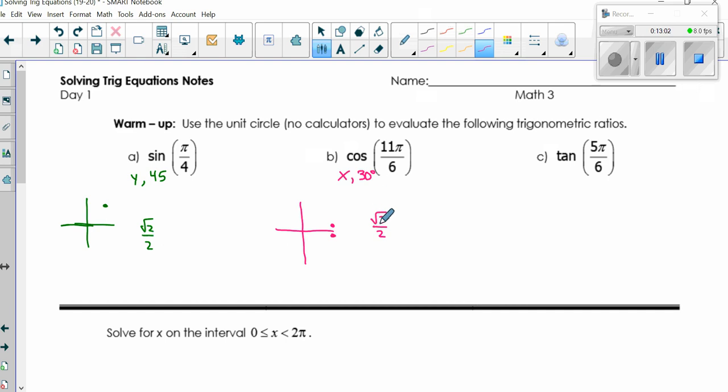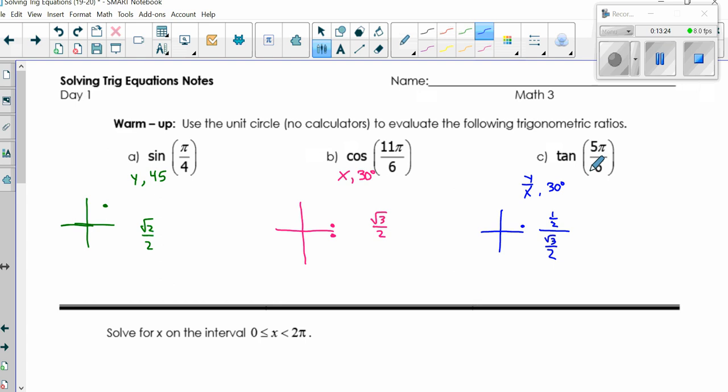So that means that x value would stay positive. Okay. Last one over here, tangent is talking about y over x. 6 means we're talking about 30 degrees. So 30 degrees is here. My height is 1/2, and my movement to the right is root 3 over 2.